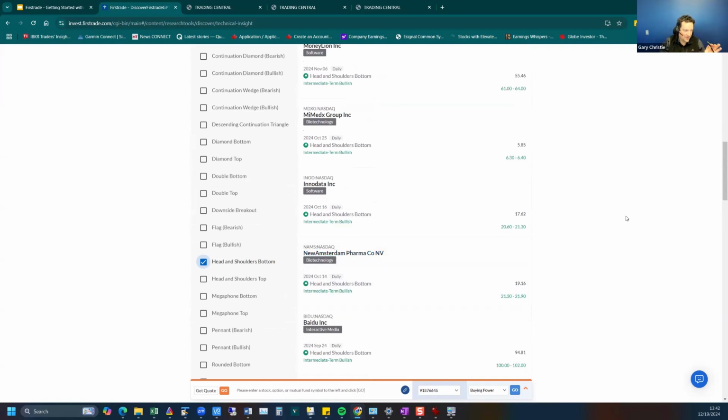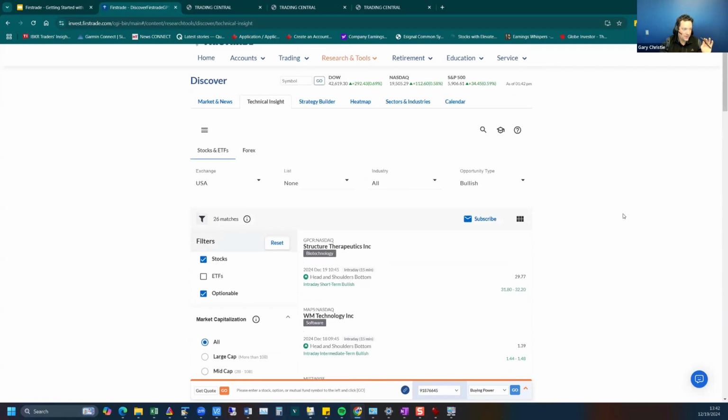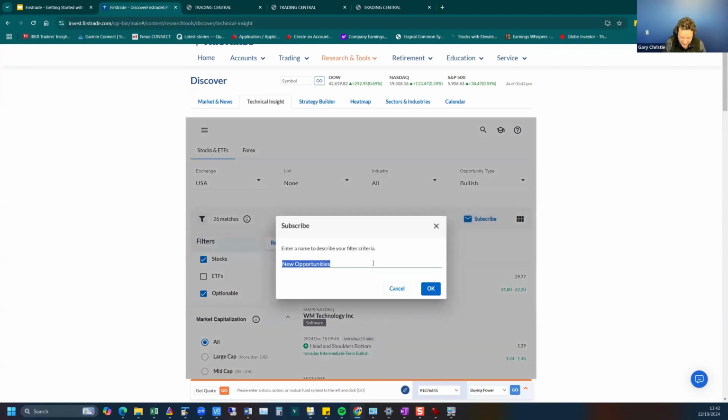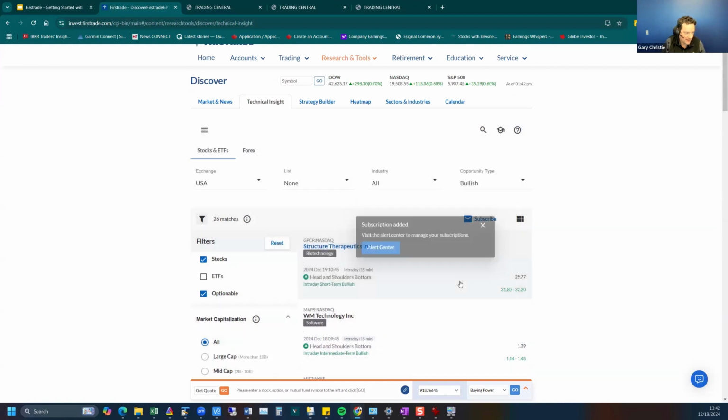If I only trade this pattern, right, what I can do here, I can go ahead and hit subscribe. And if I hit subscribe, I'll call this head and shoulders bottom. And now I'll hit OK. And I'm done here. It's in my alert center. We'll get to that in a second.